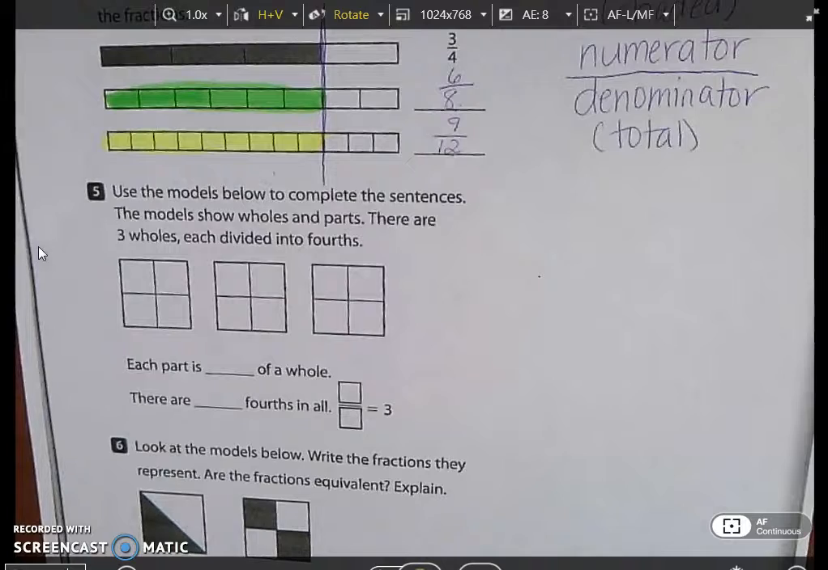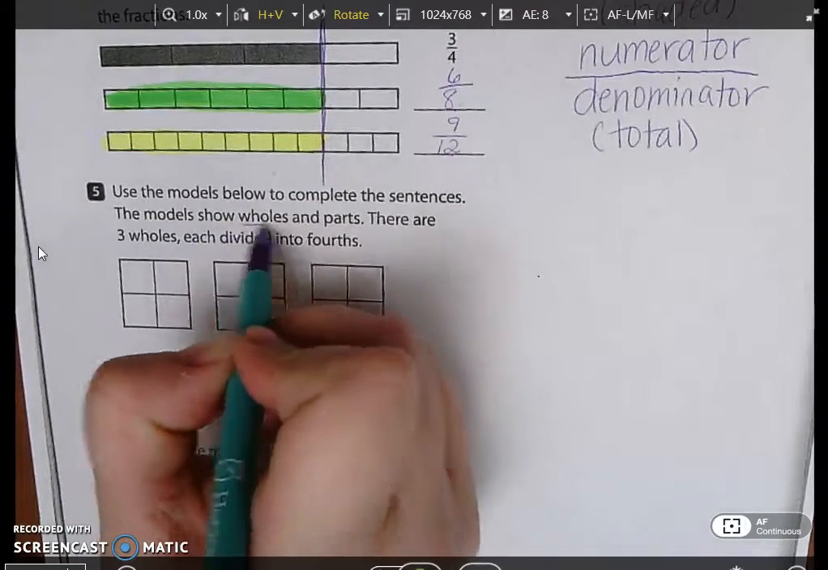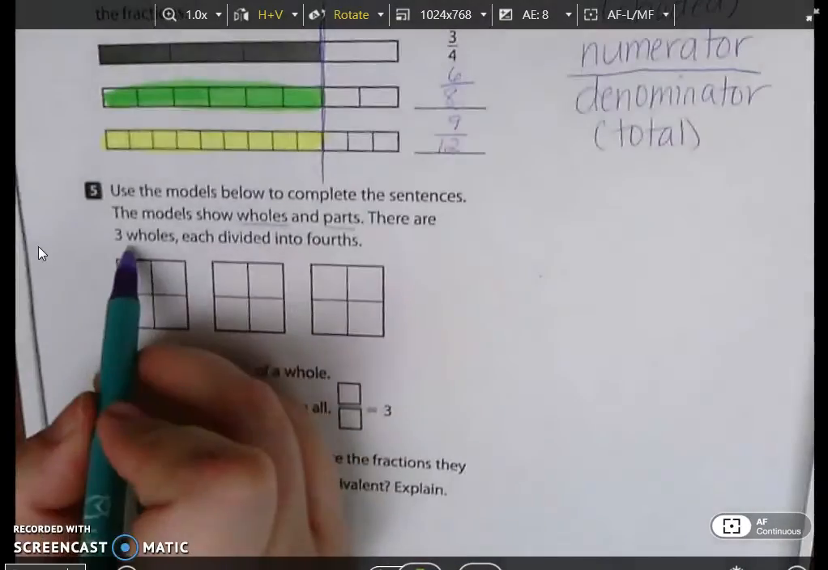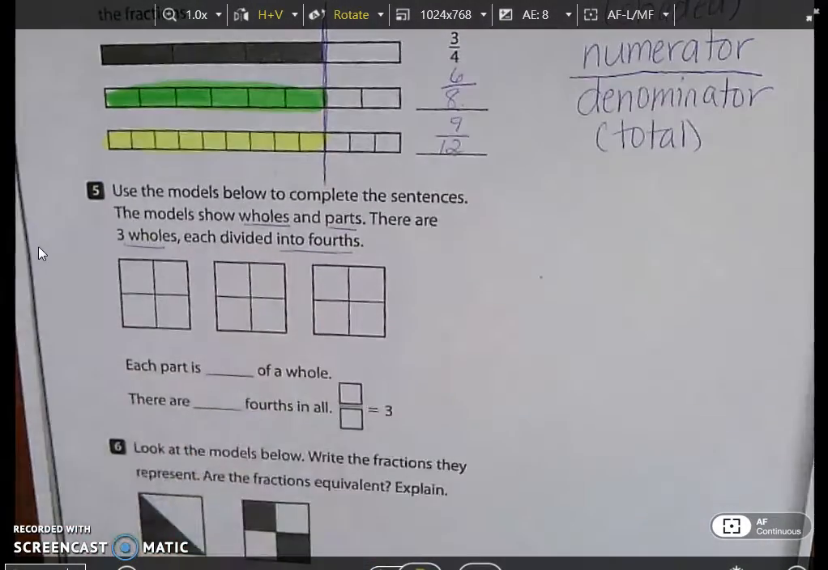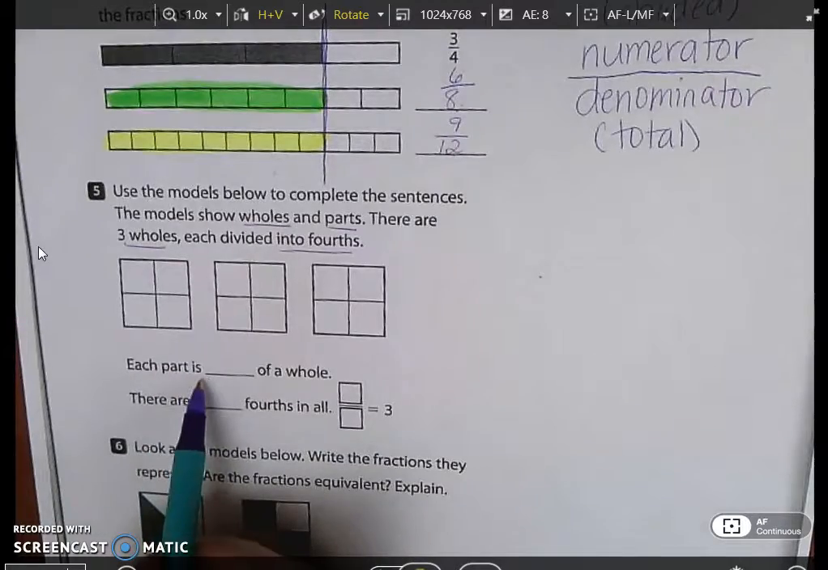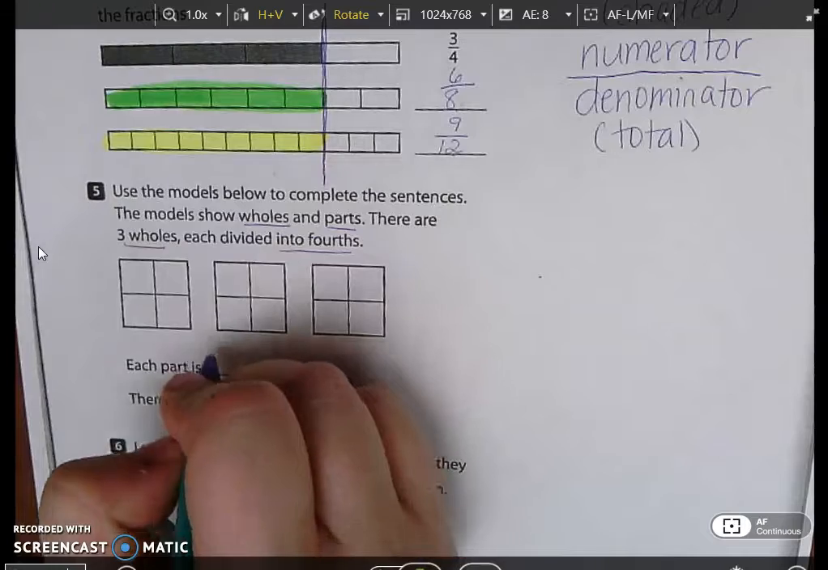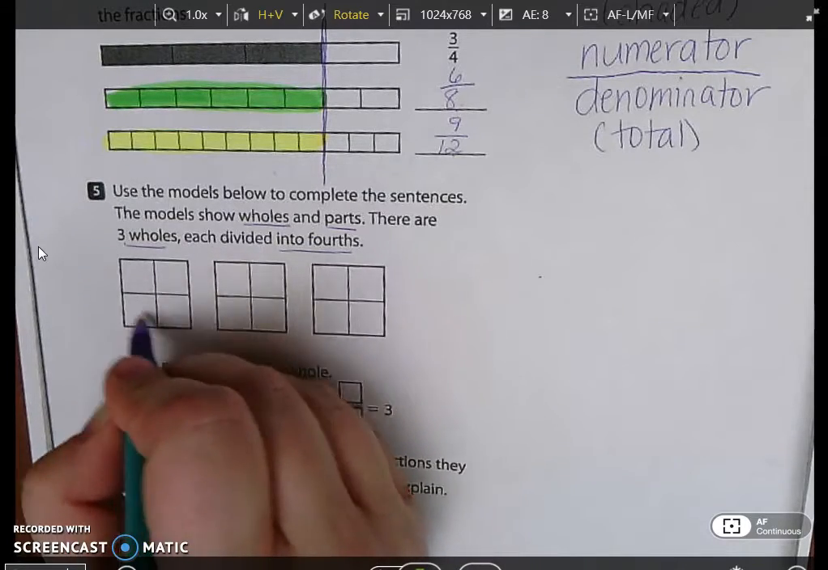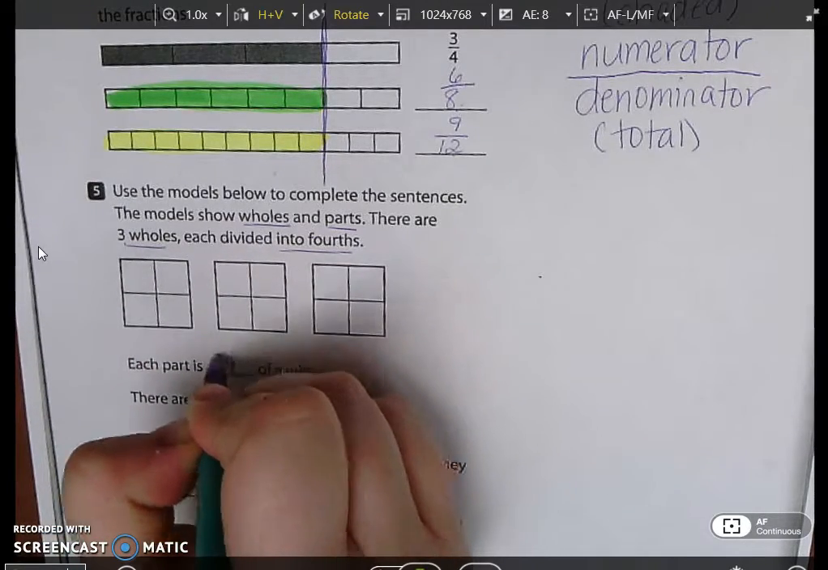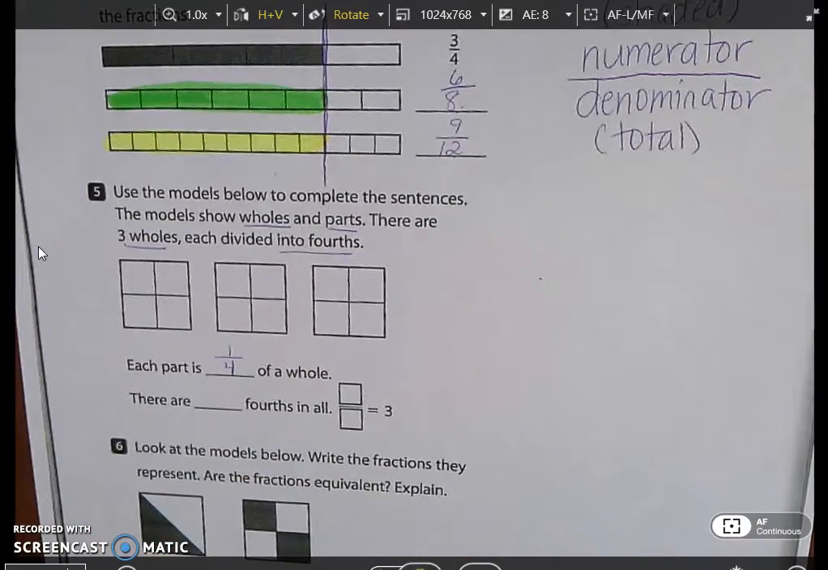So number 5, it says use the models below to complete the sentences. The models show wholes and parts. There are 3 wholes, each divided into fourths. So each part is, well, if I look here, we've got 4 total sections. So it would be 1/4 of a whole.